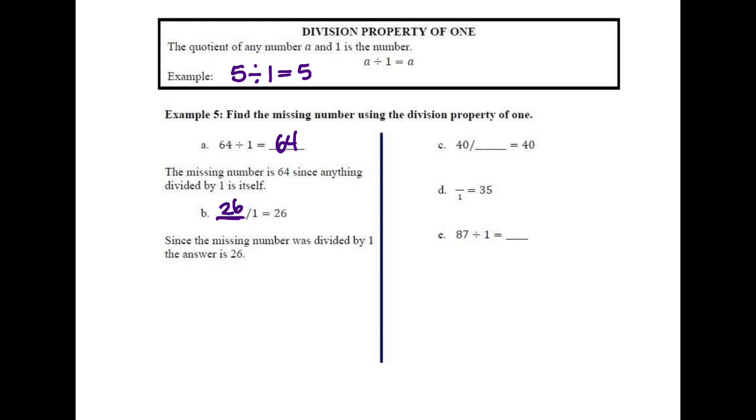Now B, what do you divide by 1 to get 26? It'll be 26. On the other side, 40 divided by what gives you 41? And some number divided by 1 gives you 35. What is that number? 35. And 87 divided by 1 is just 87.